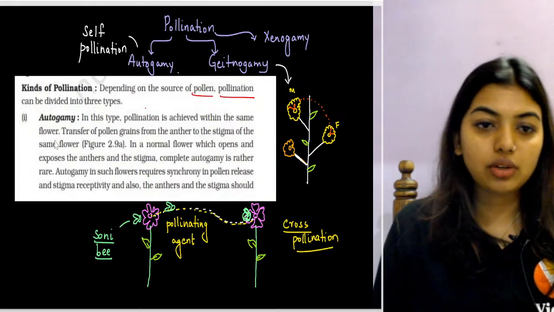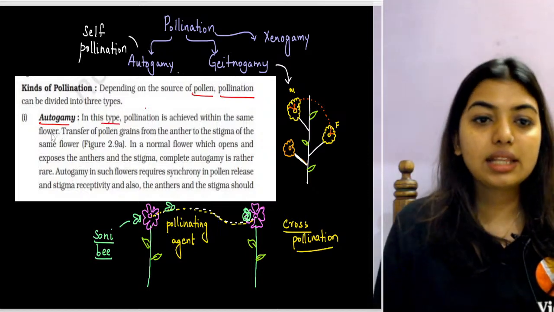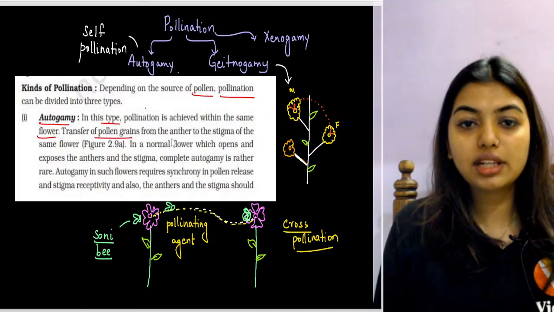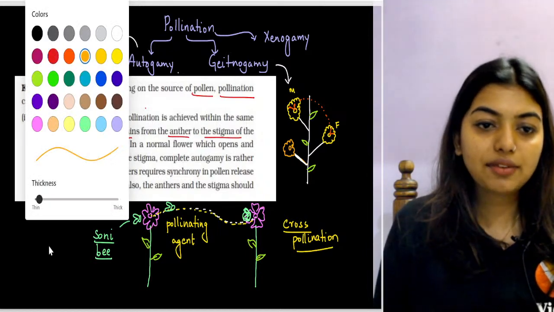Understood? Chalo. Autogamy. In this type, pollination is achieved within the same flower. Transfer of pollen grains from the anther to the stigma of the same flower. That means what, students? This is the flower.